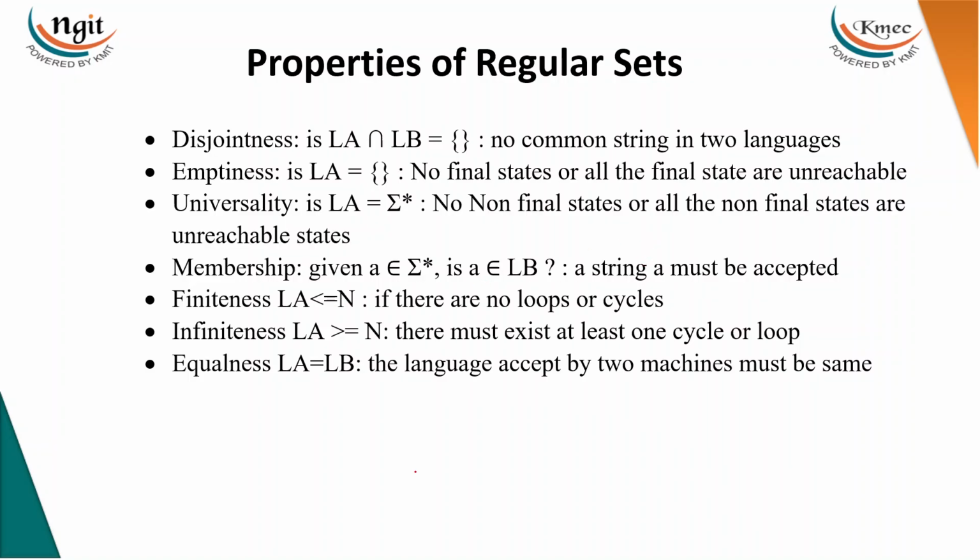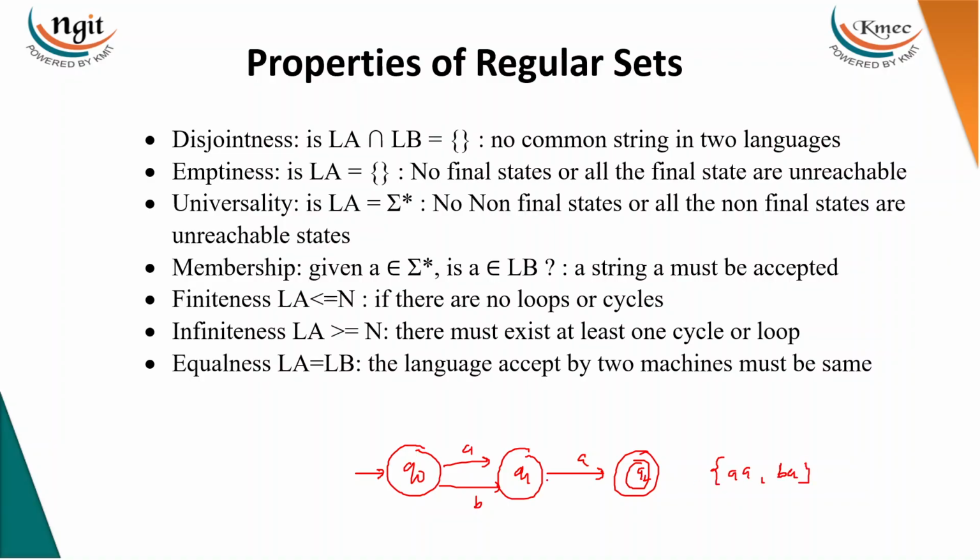Then finiteness. See guys, for example, I'm having a machine like this: A, B, Q1, A. What are the strings accepted here? A, B, A. That's it. Only two strings, because there are no loops and everything.